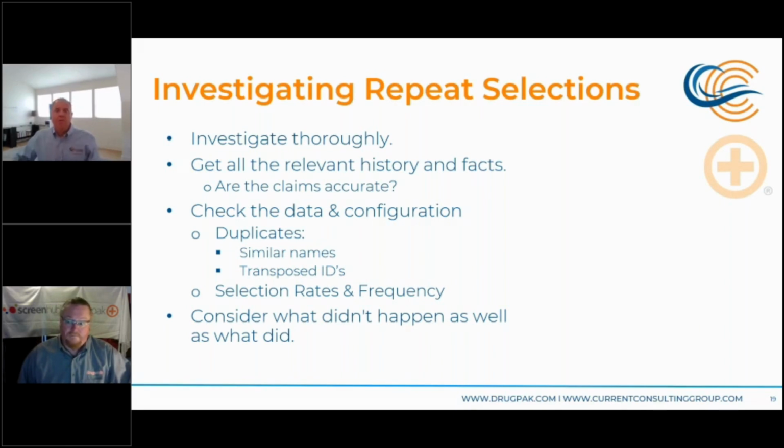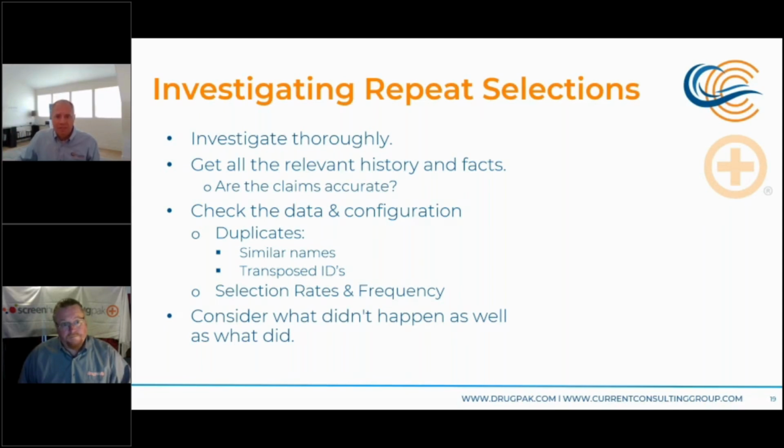As you see there on the screen, there could be duplicates in the system, as we've talked about already with the doppelgangers. So we look for those types of errors or integrity issues with the data. And then lastly there, selection rates and frequency. Look at how many people we're testing, make sure we're doing that properly. And then what's the frequency? Are we doing it monthly or quarterly? Obviously, if we're doing monthly selections, you're going to have a higher probability of selecting the donor again each month.